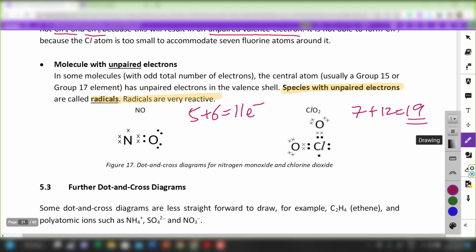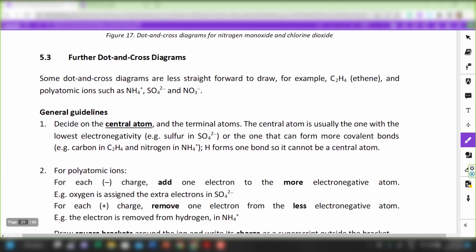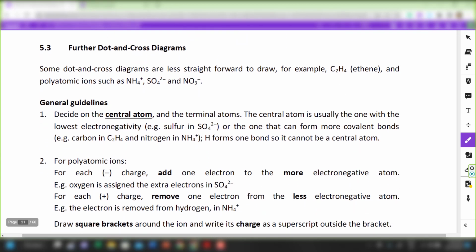Radicals tend to be very reactive. We will study more of it later, although not a lot is allocated for H2, but there's no harm knowing it. So 5.3, we are going to discuss more on the dot-and-cross diagram. Several examples are given here, for example ethene, polyatomic anions such as sulfate, nitrate, or even ammonium.